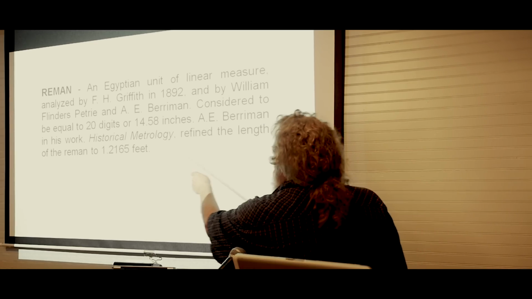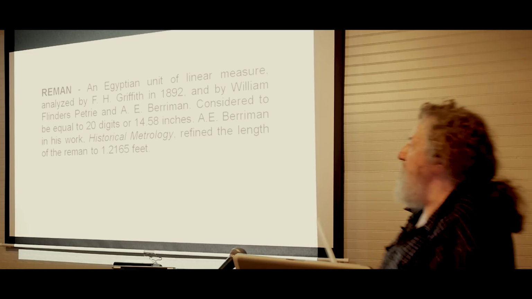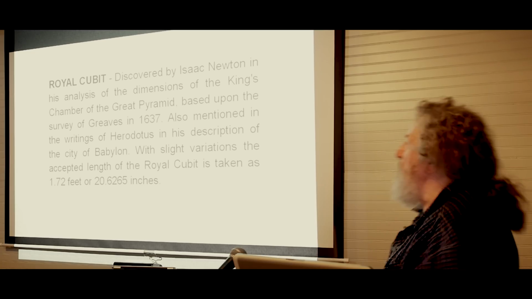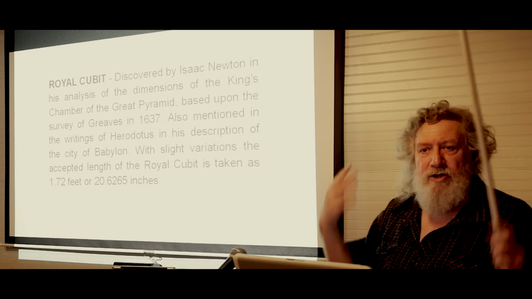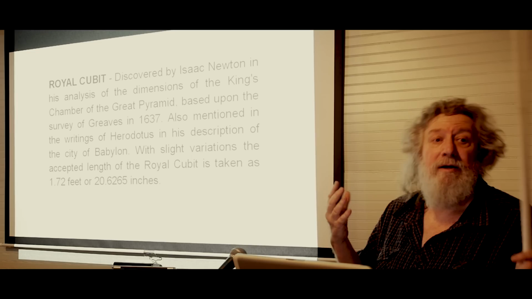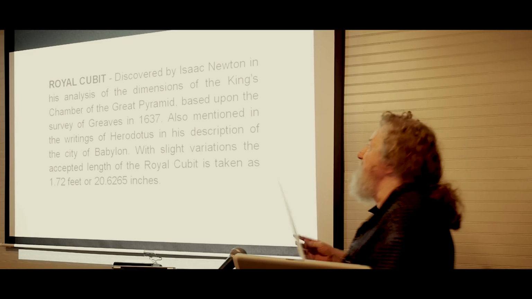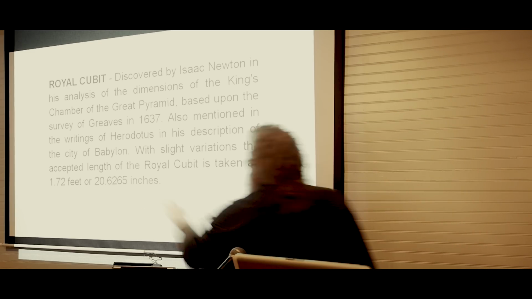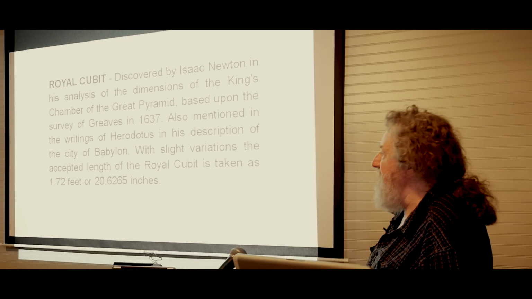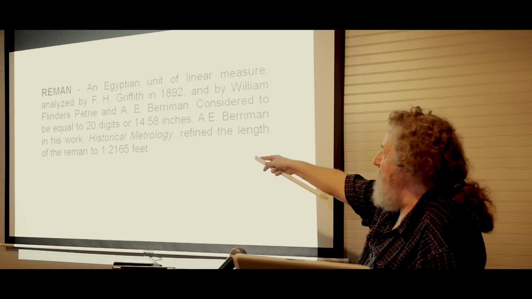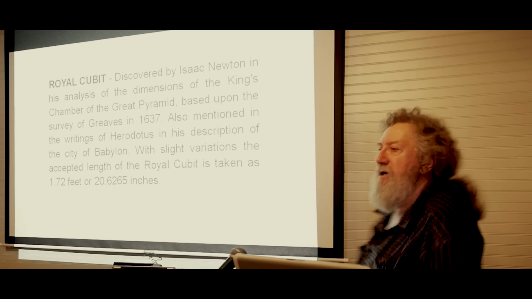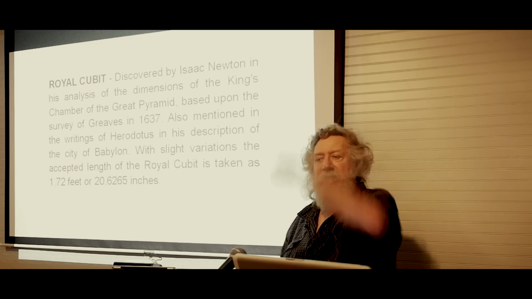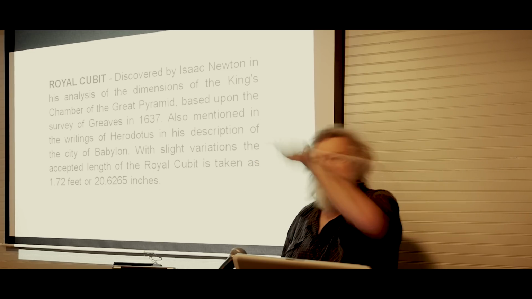A.E. Berriman in his Historical Metrology defined the length of the Remen as 1.2165. You don't need to remember those numbers. I just want you to remember the relationships. The royal cubit, okay, was used to build many of the temples, including, presumably, the pyramid of Cheops on the Giza Plateau, and it was 1.72 or 20.625. Well, here's what's interesting. If you take these two, the Remen, 14.58, and the royal cubit is the square root of 2 times the Remen. So if you drew one square Remen on the ground and drew its diagonal, that was the royal cubit.